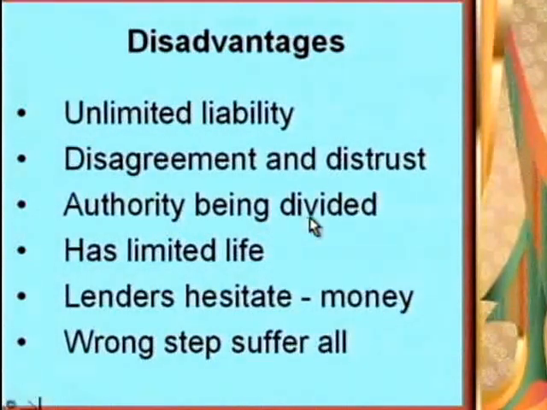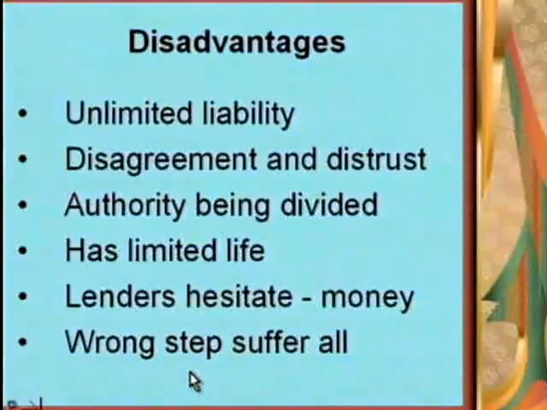Authority being divided, it has limited life. The death of one person will dissolve the partnership, and lenders hesitate to lend money because of its unstable nature. A wrong step of one partner will make all the partners suffer. If the firm incurs a loss, the loss is spread over all the partners, and everybody will suffer.